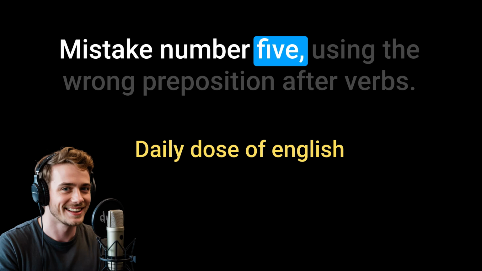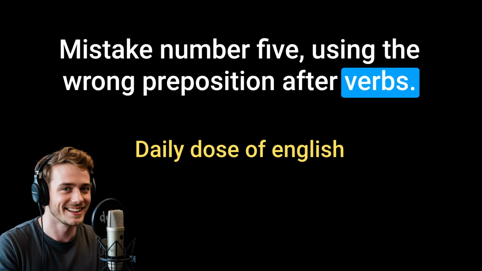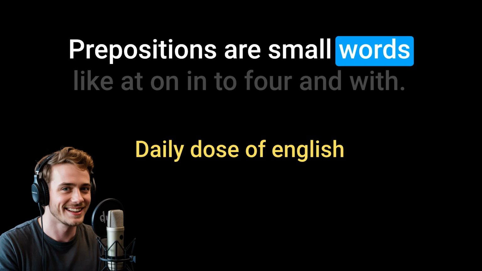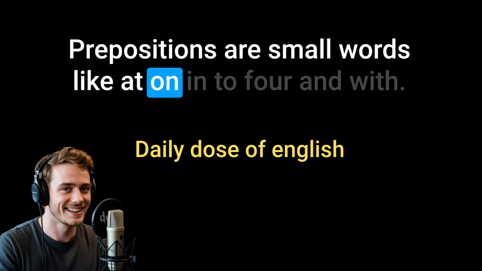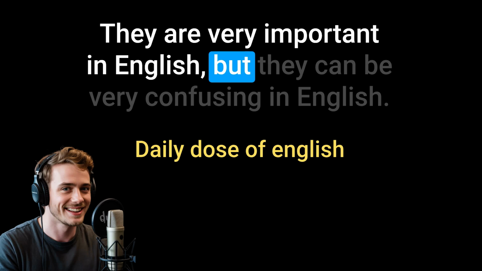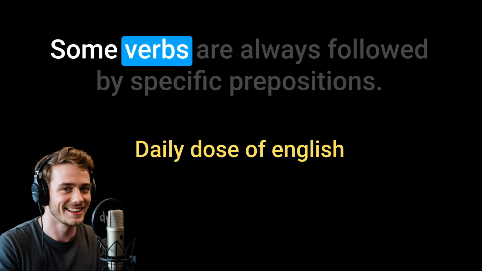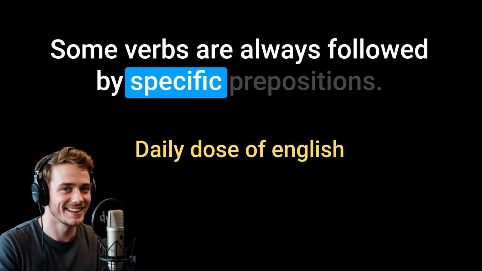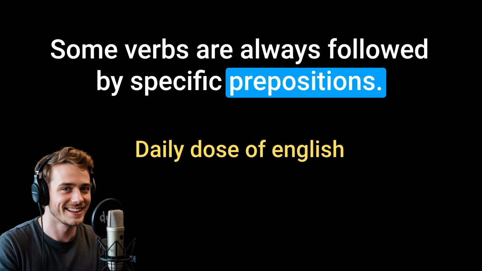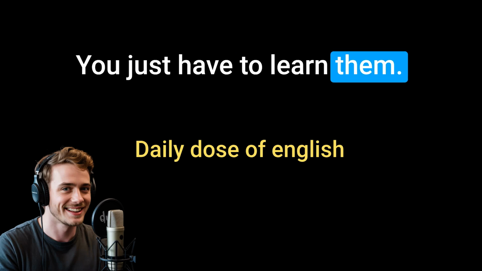Mistake number 5. Using the wrong preposition after verbs. Prepositions are small words like at, on, in, to, for, and with. They are very important in English, but they can be very confusing. In English, some verbs are always followed by specific prepositions. You can't change them. You just have to learn them.